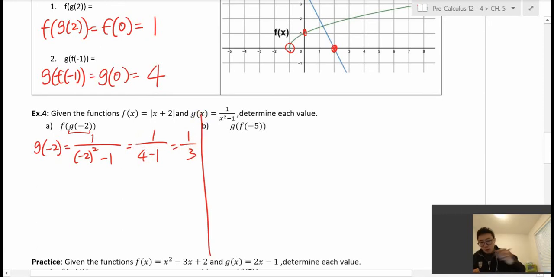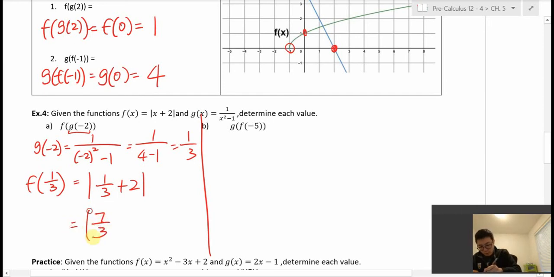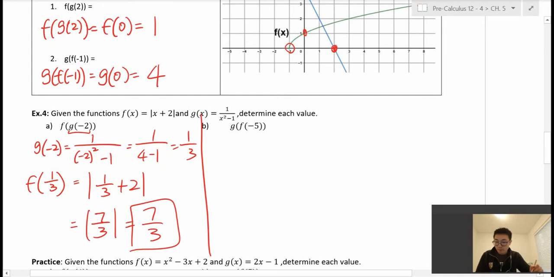Now that we found what g of -2 is, we can plug this into the f function, and we can look for f of 1 over 3. Now we simply put 1 over 3 into the x that we see in the f function. 1/3 plus 2 is 2 and 1/3, which is 7 over 3. And of course, the absolute value of a positive value is still positive, so your answer will be positive 7 over 3.